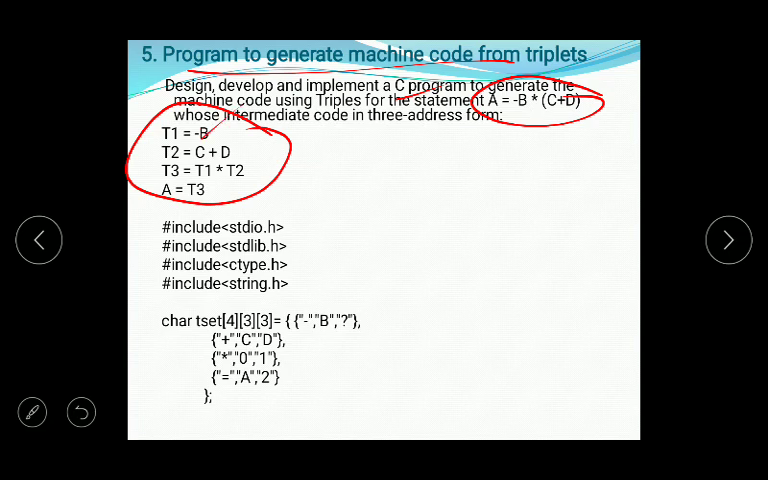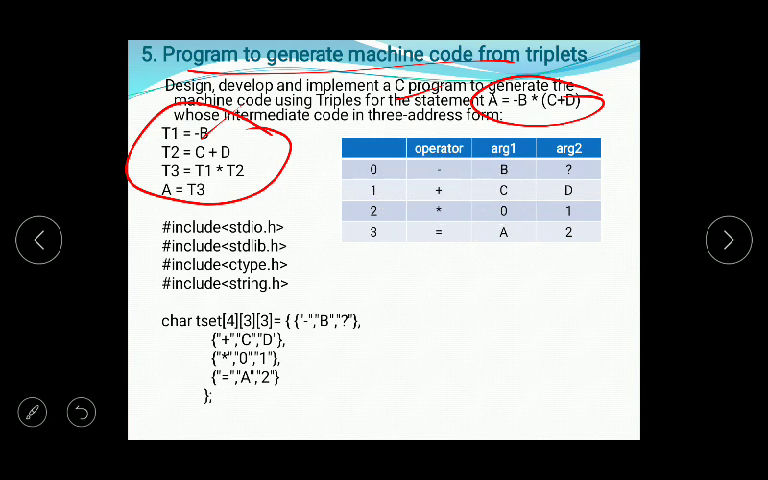The first statement is T1 = -B. T1 = -B has been represented in triple form like this. We have 3 columns: operator, argument 1 and argument 2. This is the index, just the index, it is not a column. The operator is minus, argument 1 is B and argument 2 is null. Just to represent null, I have put a question mark over here. Instead of null, a question mark means no argument.